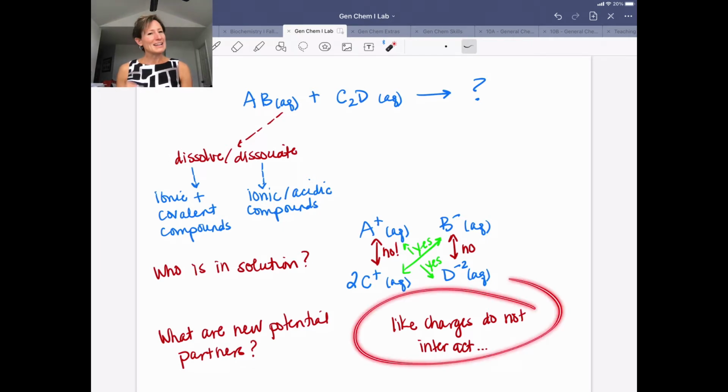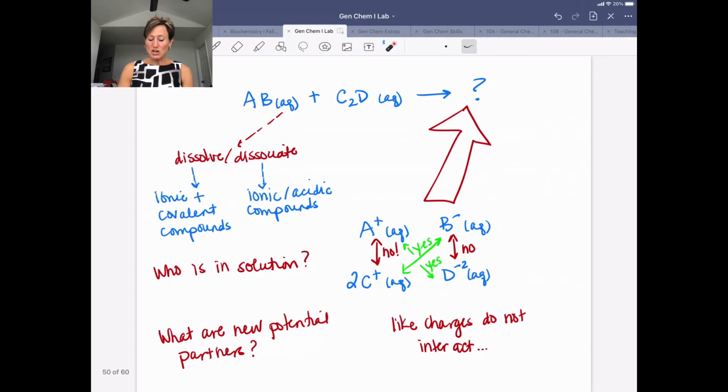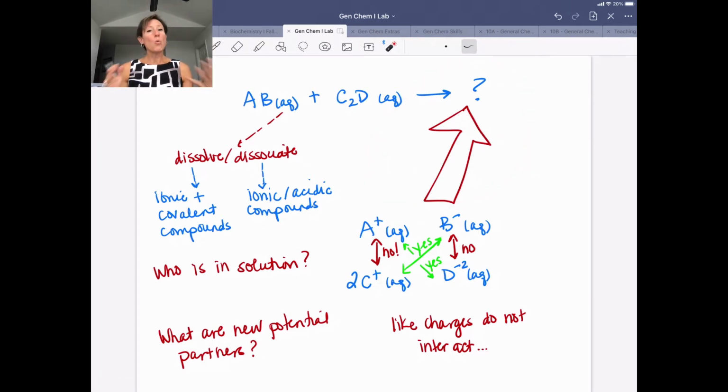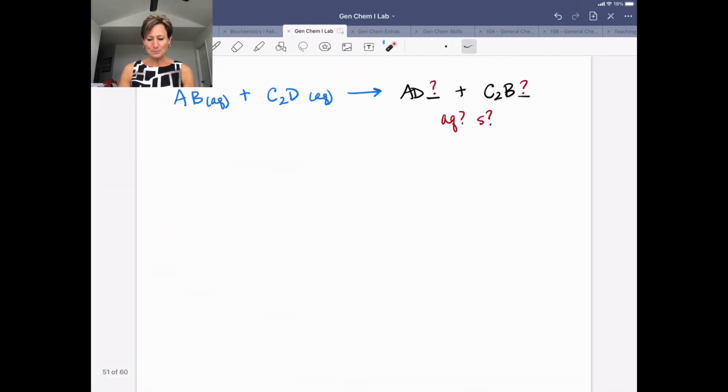Okay, so highlighting, you're not going to see like charges interact. So that's going to help us begin to answer this question of what are the possible new things that we could be making in solution. And sometimes there's not going to be new interactions that happen. Actually, a lot of the solutions that you're going to be mixing together, the new partners do not have any interest in doing chemistry, forming a precipitate, doing acid-base chemistry, generating some bubbles, right? We're not going to necessarily see those. So don't worry if a lot of your reactions seem to indicate no reaction.